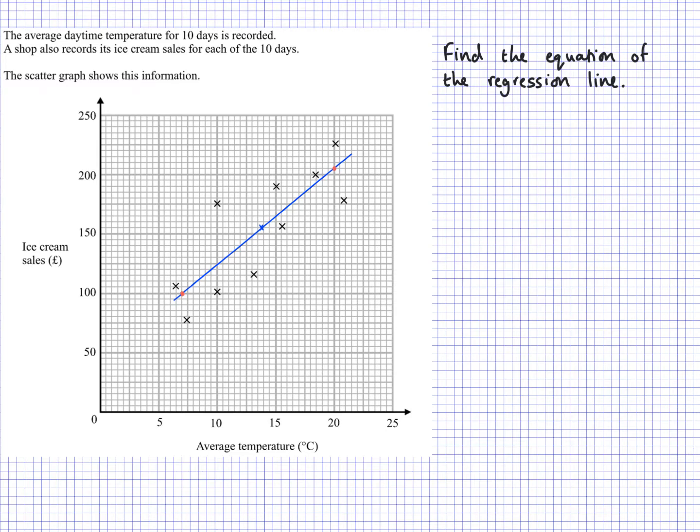Let's identify what the x and y values are for each of them. For this one here, I can see that the x value is 20, and the y value will be, if this is 225, then each of these are jumps of 5. So the y value will be 205. So this is 20 and 205.